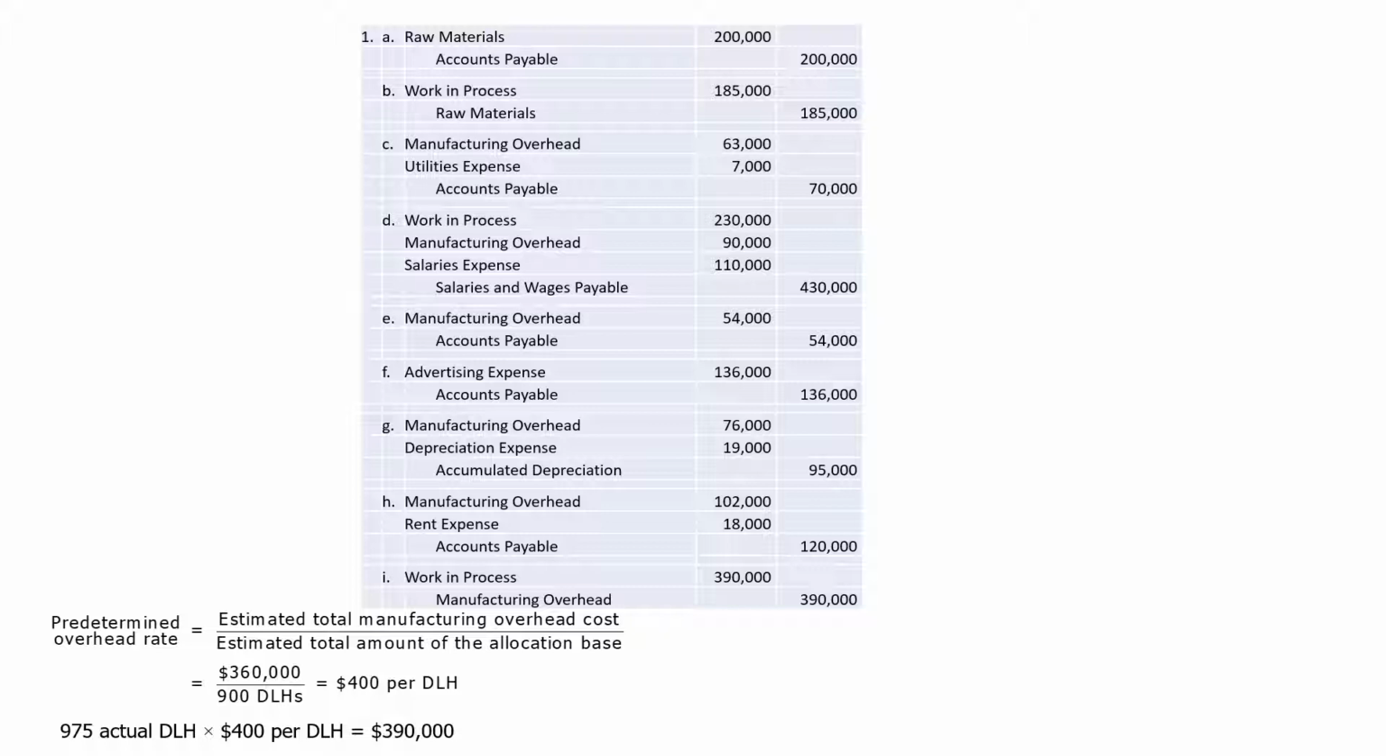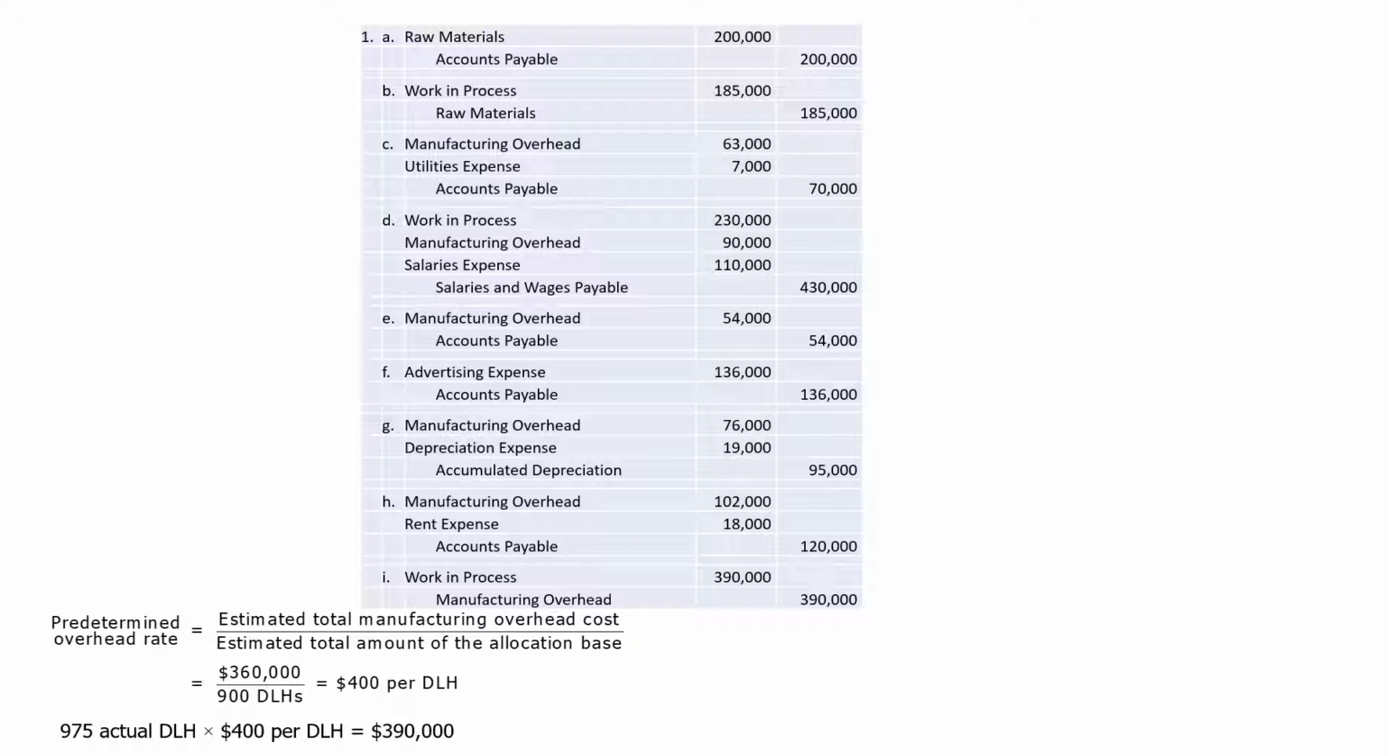Frøya Fabrikker AS of Bergen, Norway is a small company that manufactures specialty heavy equipment for use in the North Sea oil fields. The company uses a job order costing system and applies manufacturing overhead costs to jobs on the basis of direct labor hours. Its predetermined overhead rate was based on a cost formula that estimated $360,000 of manufacturing overhead for an estimated allocation base of 900 direct labor hours. The following transactions took place during the year. All the purchases and services were acquired on account.